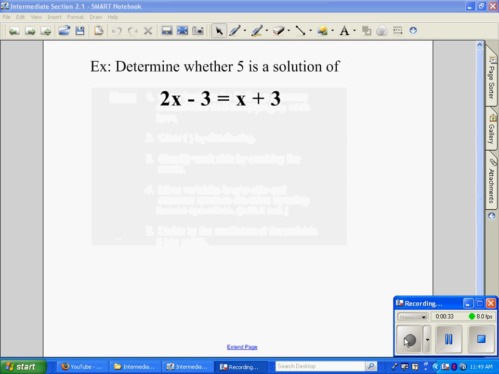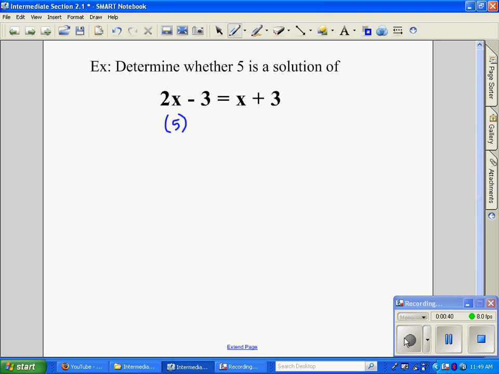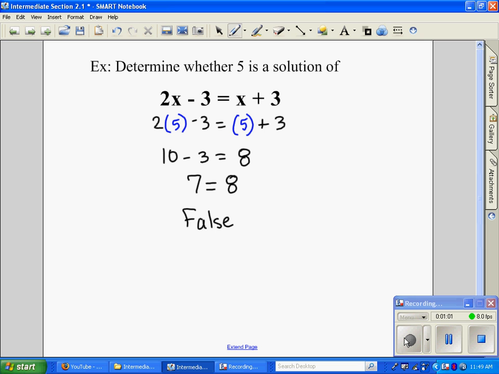The first example, we want to determine whether 5 is a solution of the given equation. So we're going to substitute 5 in the place of x. So everywhere x is at, we put a 5. We leave everything else the same. And we want to solve this. 2 times 5 is 10, minus 3. 5 plus 3 is 8. Well, 10 minus 3 is 7. This is false. Therefore, 5 is not a solution. So, not a solution to the given equation.